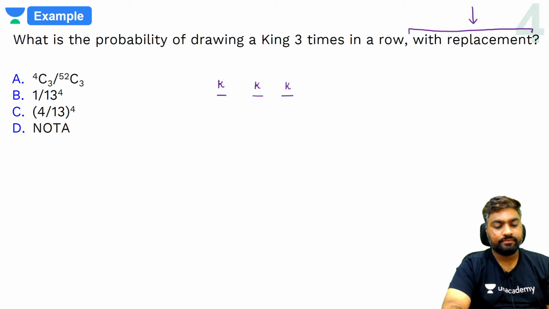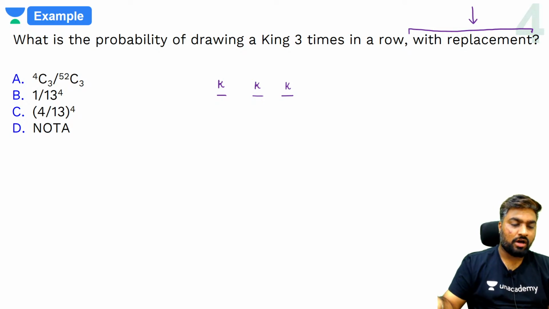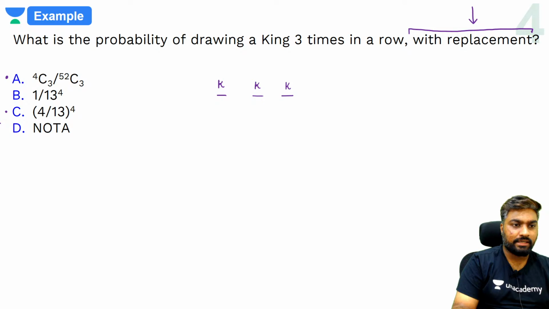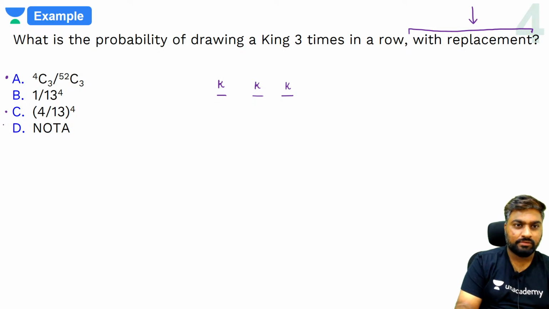Done, everyone? Gaurav says A, 4C3 by 52C3. Ajay says C, 4 by 13 whole power 4. Okay. Janvi, Prince, Rema are saying A.